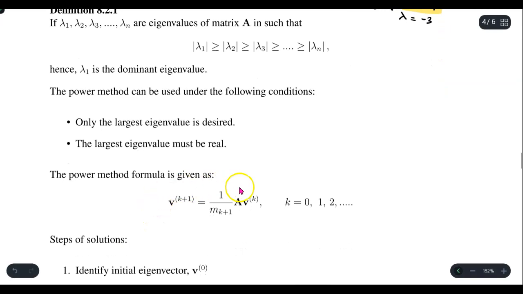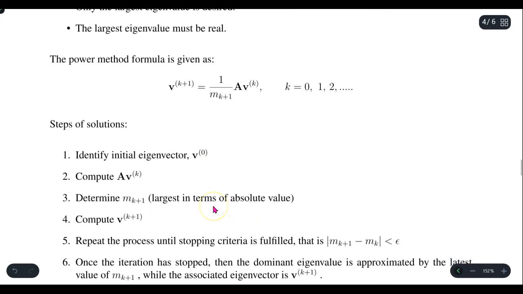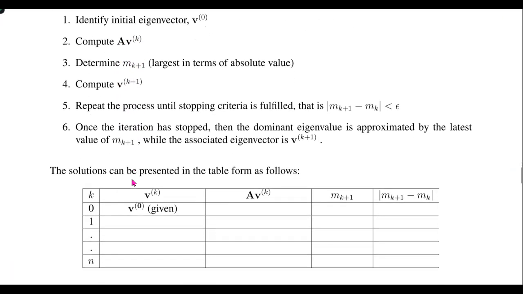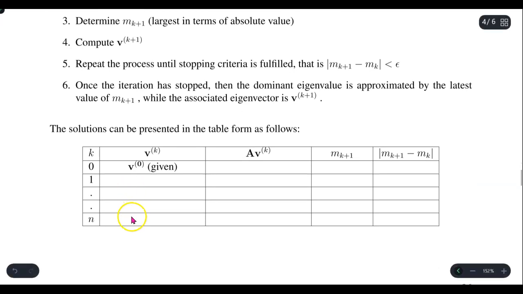Okay, and the formula is given by this expression here, v_{k+1}, where v is the eigenvector, equals 1 over m_{k+1} times A v_k. m_{k+1} is basically the approximation to the eigenvalue. A is the matrix, and v again is the eigenvector. And the steps of solution are basically 1 to 6 here, and I will explain in detail when it comes to the example after this. It is recommended for you to have your answer in this kind of table form.